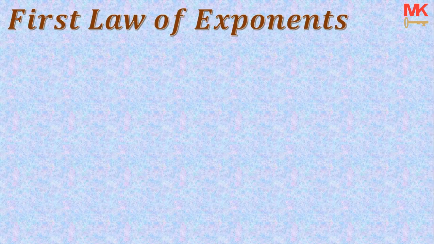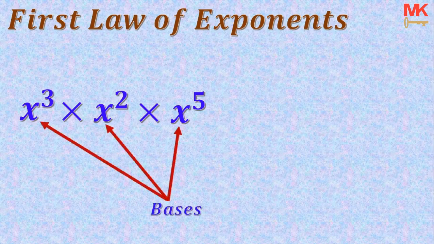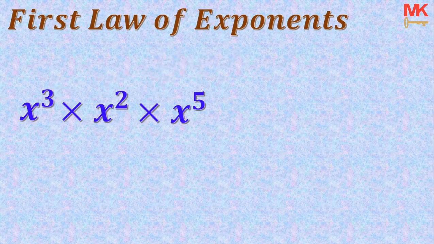For example, if we have the expression x raised to the power of 3 times x raised to the power of 2 times x raised to the power of 5, the law is saying here that we'll take one of the bases, then add up the entire exponent, then assign the sum to that single base. Take note that the bases here are the numbers underneath, while the numbers on top are called the exponents or the powers.